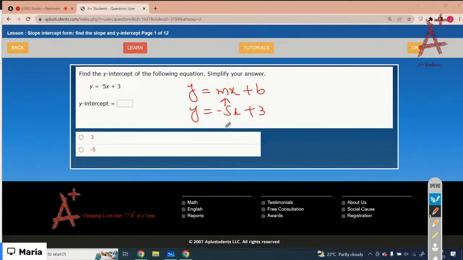Got it? So the slope is m equals negative 5 and b equals 3. That is actually the y-intercept. So the correct option here is 3. Got it?